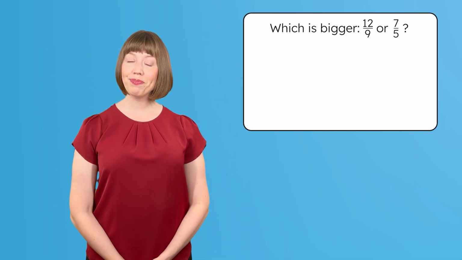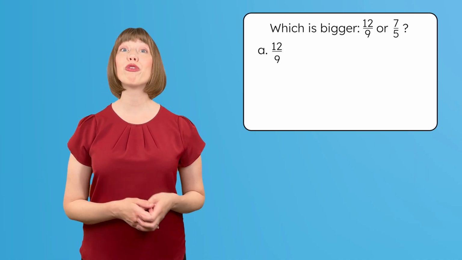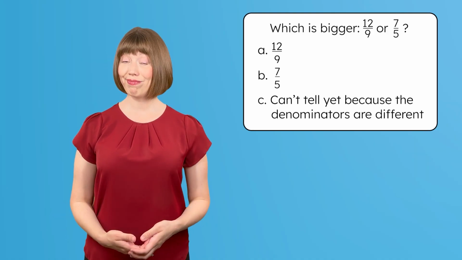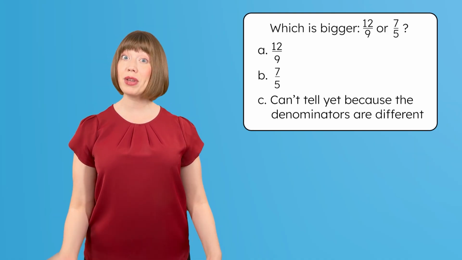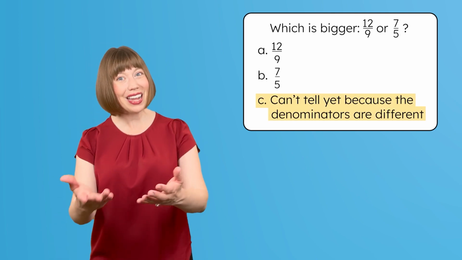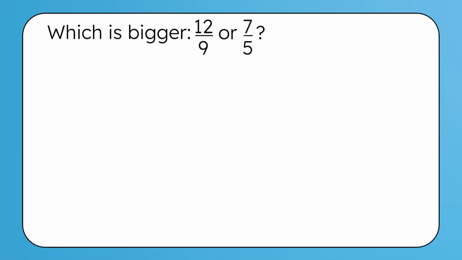Which is bigger, 12/9 or 7/5? What's your guess? A, 12/9, B, 7/5, or C, can't tell yet because the denominators are different. C, right! We need a common denominator to compare. When denominators match, the pieces are the same size. Then we just compare numerators to see which is bigger. Let's get down to business.